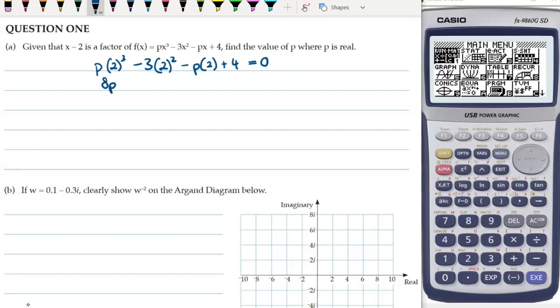Tidying that up, we get 8p. We've got 2 squared is 4, and then times the 3 is a 12. Then we have minus 2p plus 4 equals 0. So collecting those up, we have 6p minus 12 plus 4, which is minus 8. So 6p is 8. p is 8 over 6, or 4 over 3.